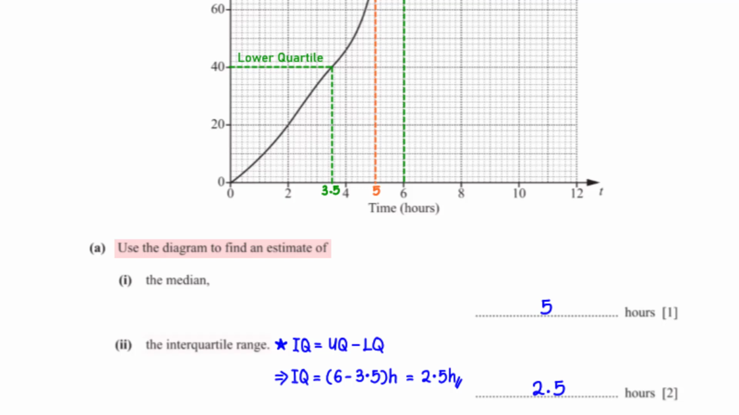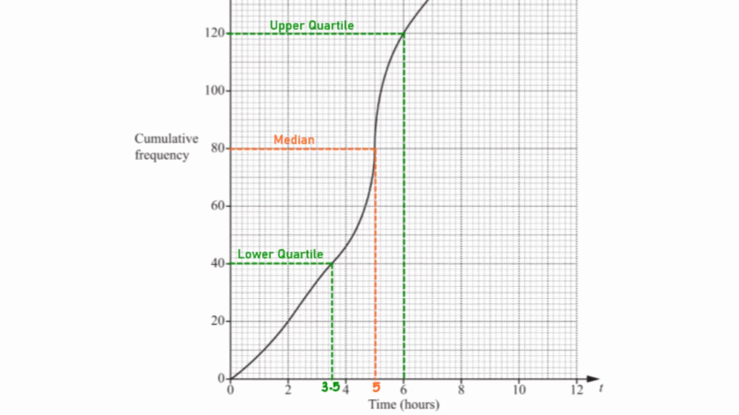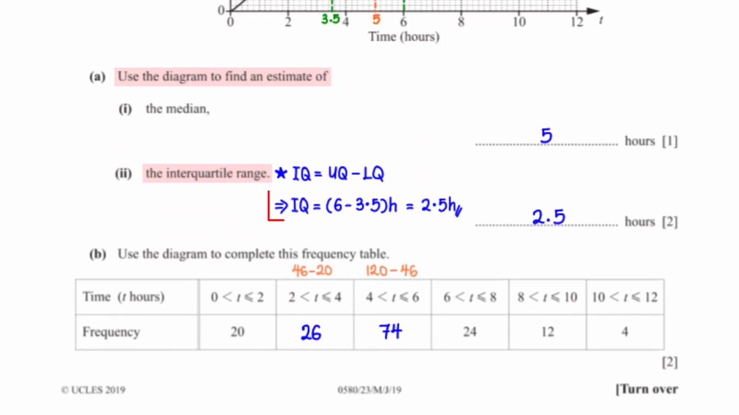Find an estimate of the interquartile range. The interquartile range is equal to the upper quartile minus the lower quartile. To get the upper quartile, we map 3/4 of 160, which is 120, on the diagram. This gives us 6 hours. To get the lower quartile, we map 1/4 of 160, which is 40, on the diagram. This gives us 3.5 hours. When we subtract 3.5 hours from 6 hours, we get 2.5 hours.